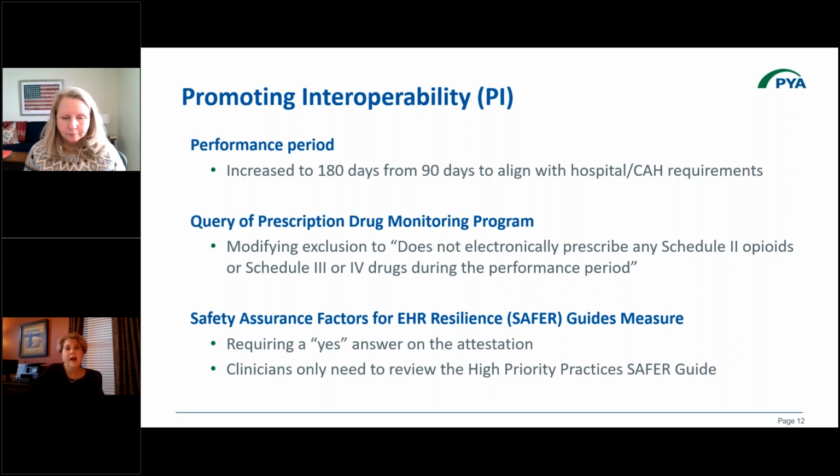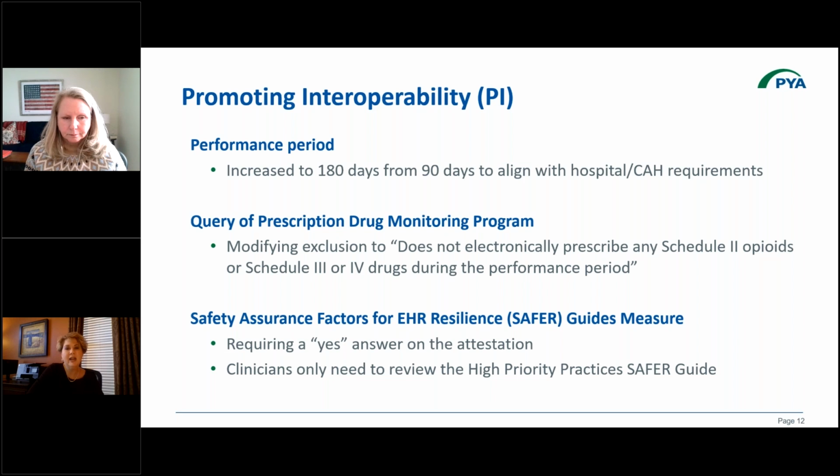They also modified the exclusion related to the query of the prescription drug monitoring program, the PDMP. The prior description was a little bit too broad and didn't acknowledge the fact that some providers don't prescribe Schedule II opioids or Schedule III or IV drugs during the performance period. So they kind of tightened up that measure.